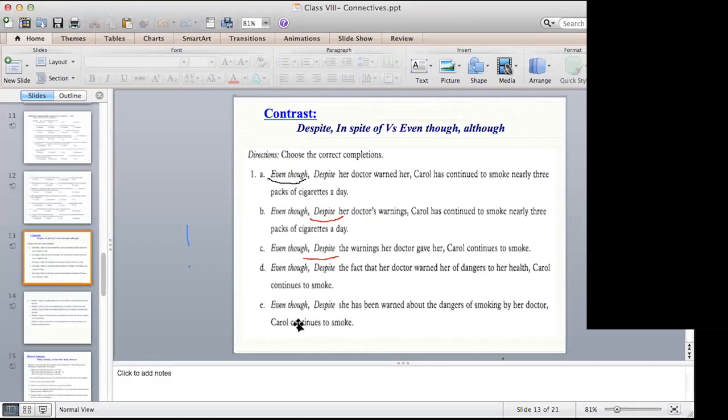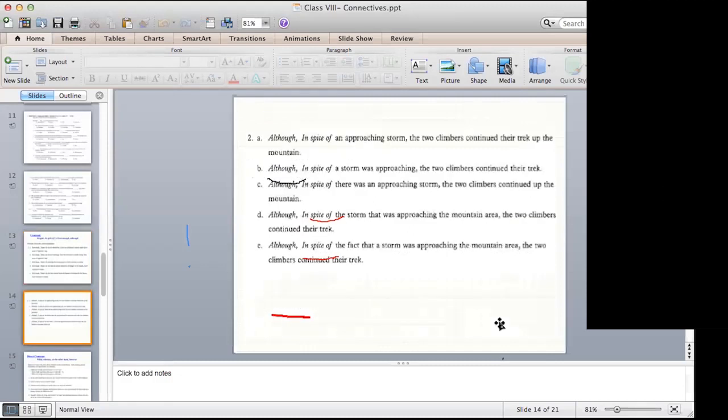Although, in spite of an approaching storm, the two climbers continued their trek up the mountain. Is it in spite of or although? We have in spite of here. Storm is a noun, and approaching is just an adjective. Because we have a noun phrase, adjective plus noun, we're going to use in spite of.